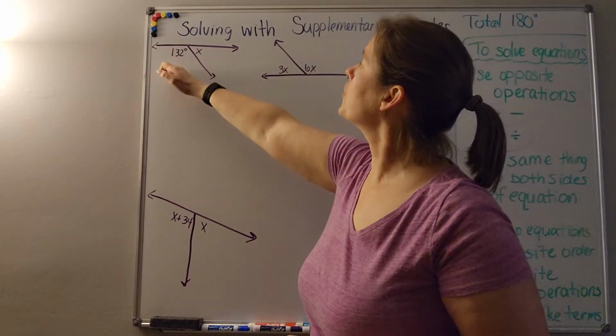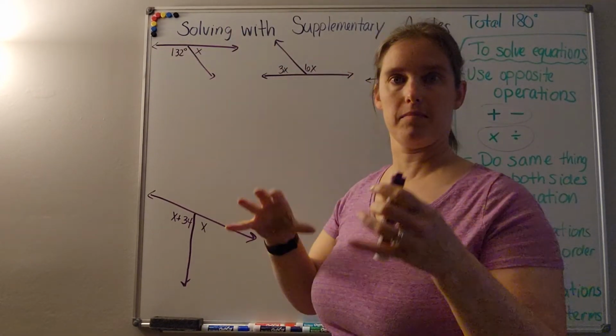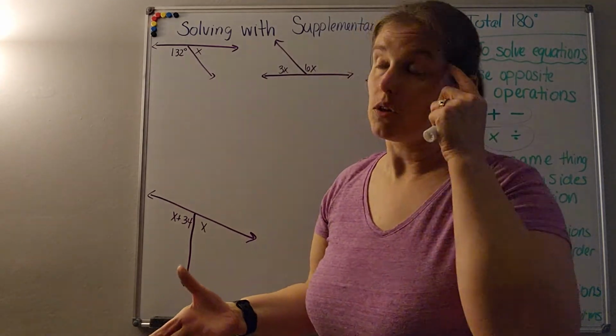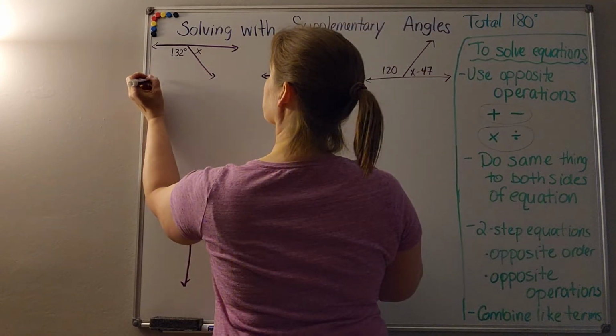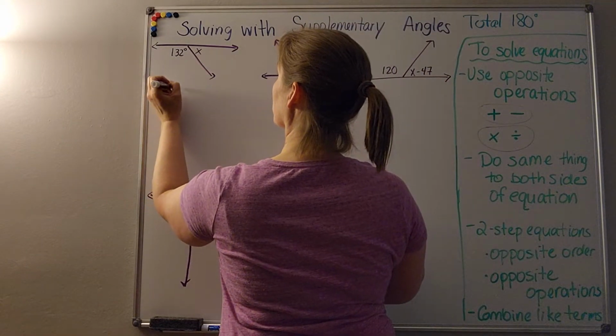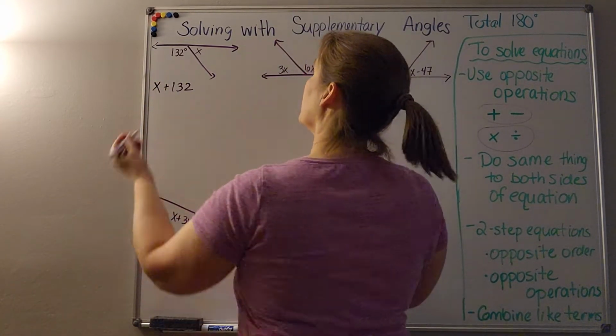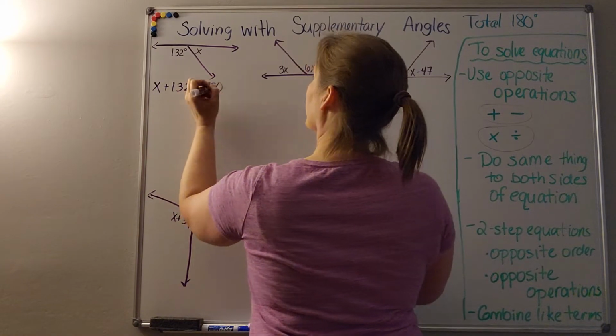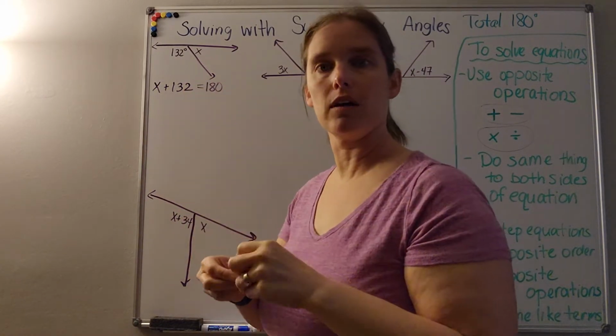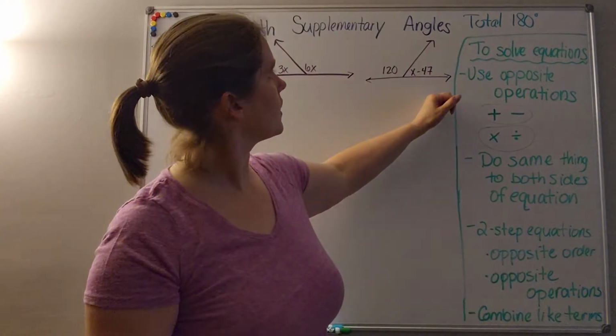I have a 132 degree piece and an x degree piece. We don't know what that is. So I'm going to say x plus 132. It doesn't really matter which order I write it in; I could write it the other way as well. Equals 180. Now, if you're thinking, I don't remember how to solve an equation, take a look over here.